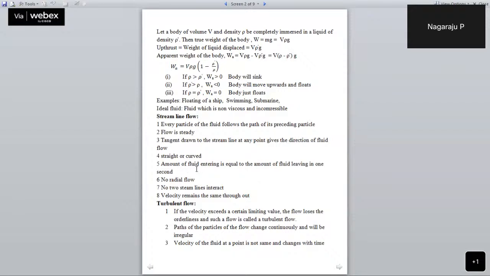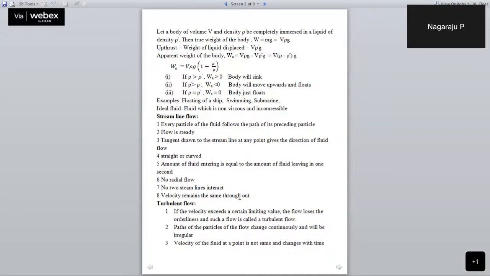So the amount of fluid entering any body, maybe you can think of a tube, is equal to the amount of fluid leaving in 1 second. So whatever the amount of fluid which is coming into the tube must be equal to the amount of fluid going out or leaving in 1 second. There is no radial flow and no streamlines interact. That means one streamline will not interact with the other. That's why we say, in shortest terms, no two streamlines interact.